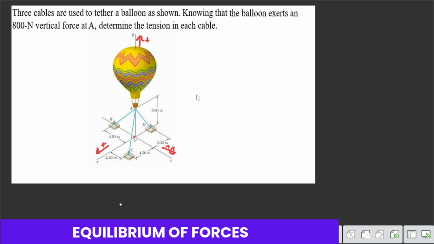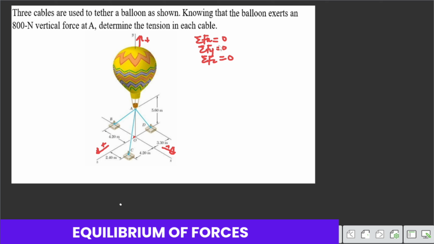So let's find the distances for each direction in which it moves. First of all, we're going to look at the forces. Because we're having 3D planes here, the sum of the forces in x is equal to 0, the sum of the forces in y is equal to 0, and the sum of the forces in z is also equal to 0.